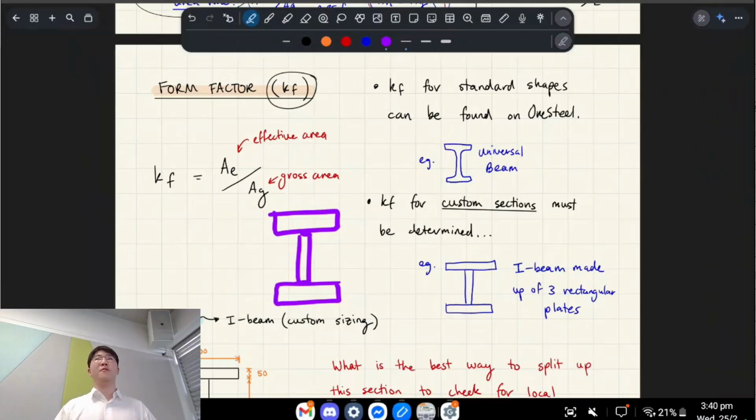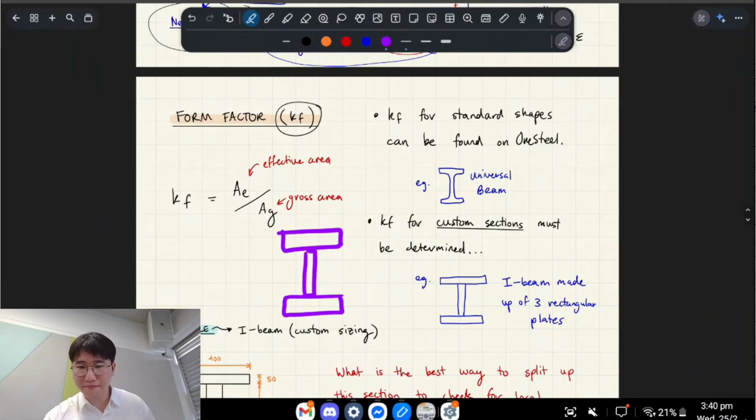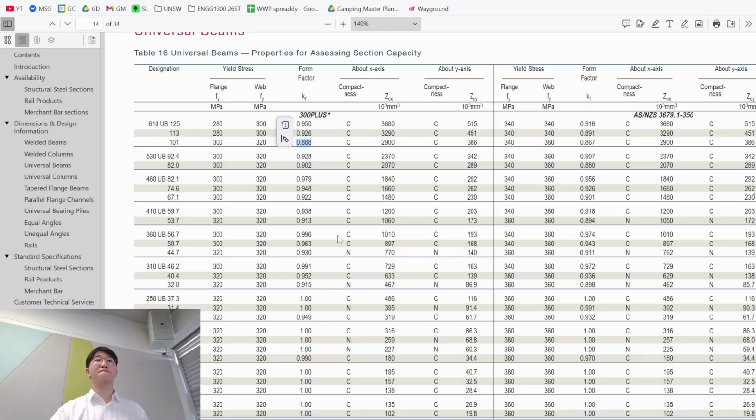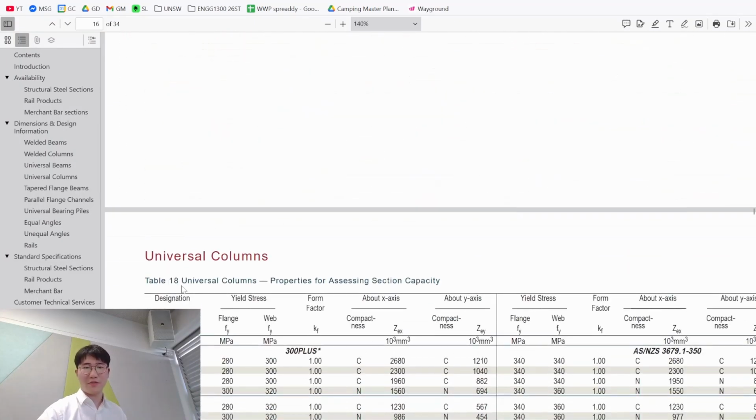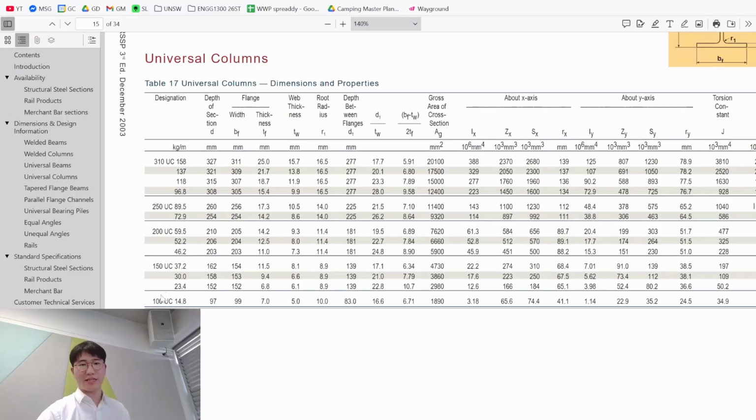So, for example, the catalog is what they sell. Yeah, it's a catalog of their items, the products, right? These are pretty standard. What might not be standard is, do you see how universal columns go down as small as 100? So OneSteel doesn't sell, for example, a 100 UC 10 or 12 or whatever. It doesn't sell anything smaller than this. But there are other steel manufacturers out there that would sell ones that aren't listed here. Do you get what I'm saying?